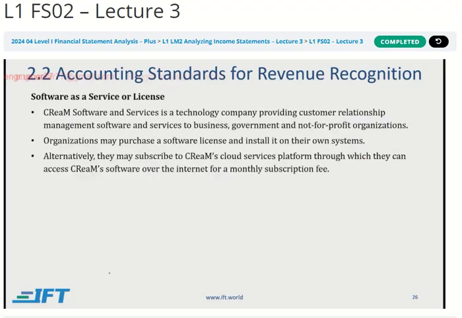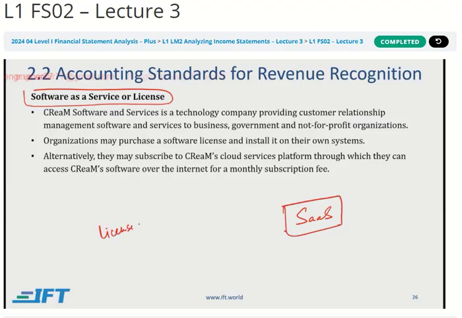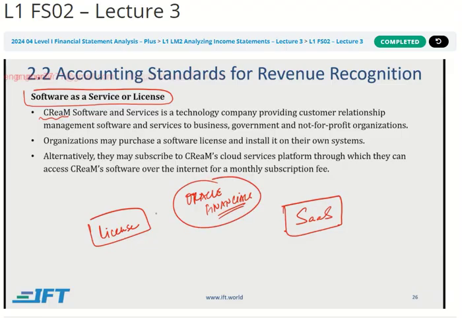All right, another example, software as a service or license. Now here what happens is there's a very popular business going on which is called software as a service, right? And the other type of business is, of course, selling license. So let's say we are talking about, let me take another company, Oracle Financials. Now you've opened your business and you need an accounting software. Let's say you're going with Oracle Financials.